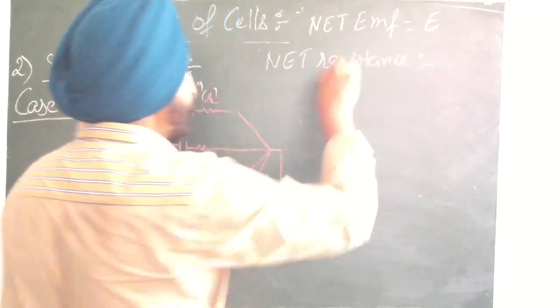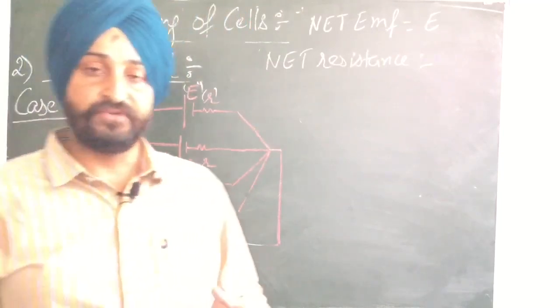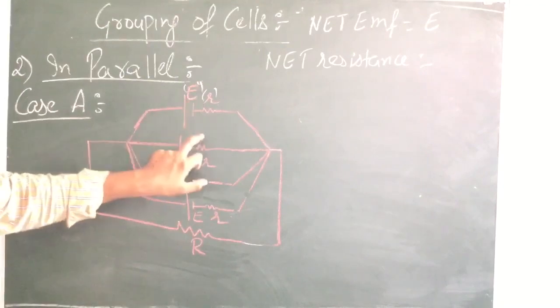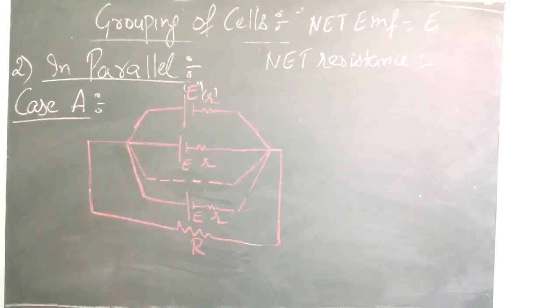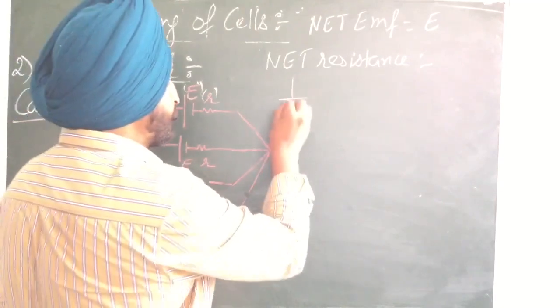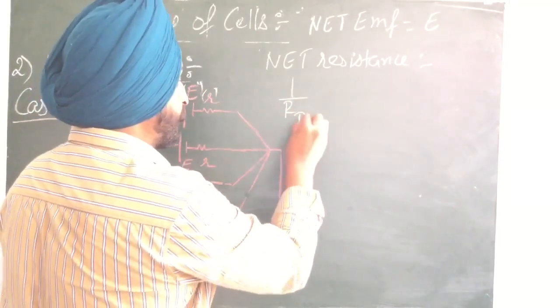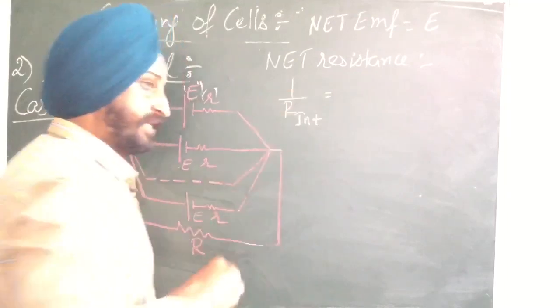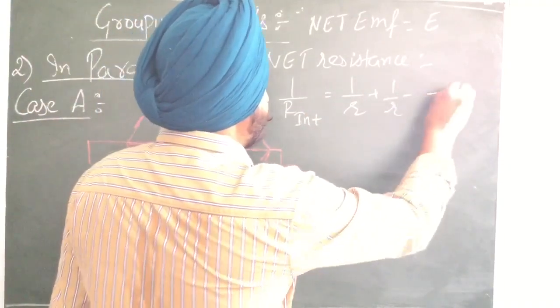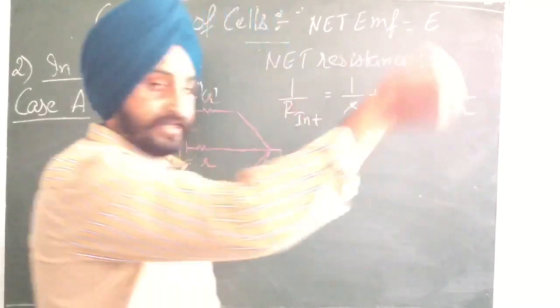So to calculate net resistance, firstly I will be calculating the net internal resistance. Now these n cells, each of internal resistance R, are connected in parallel. So their net resistance, that is the internal net resistance, would be equal to 1 by R plus 1 by R up to n times.